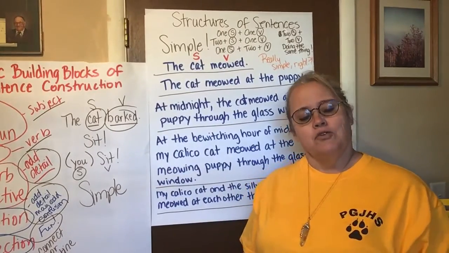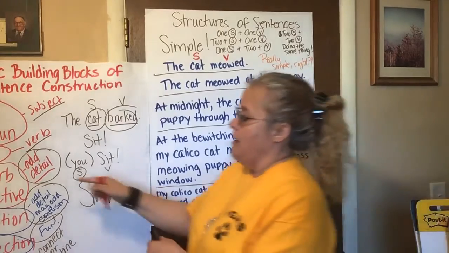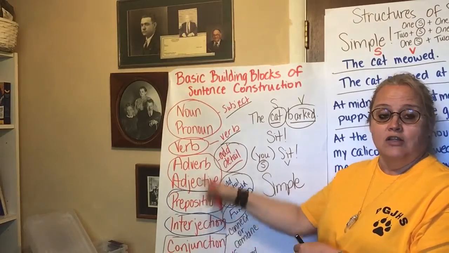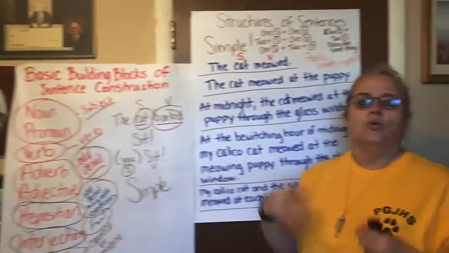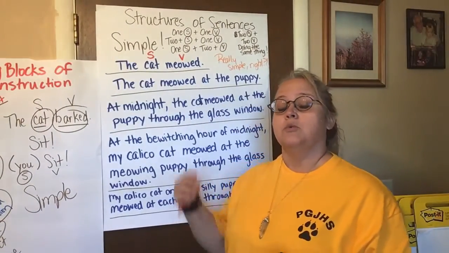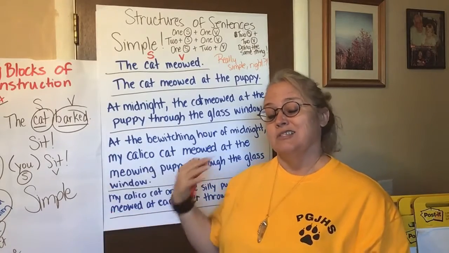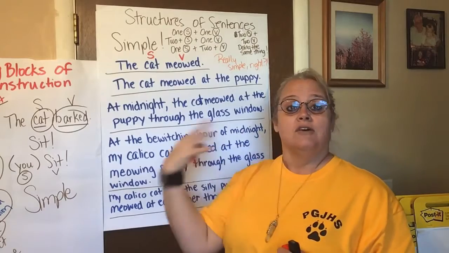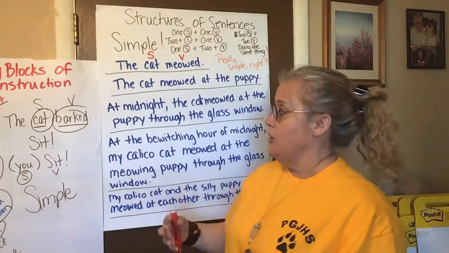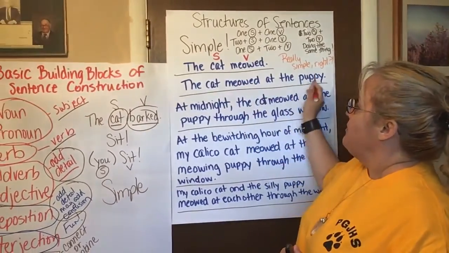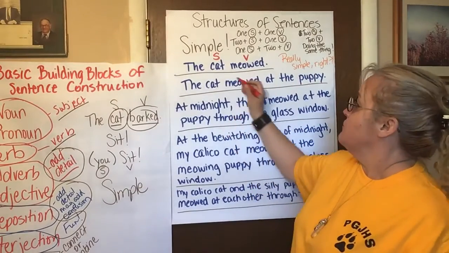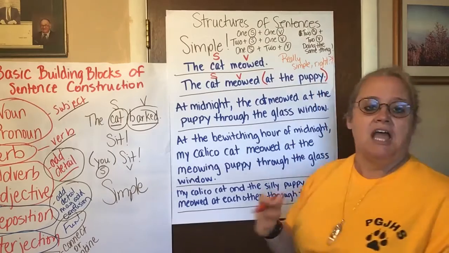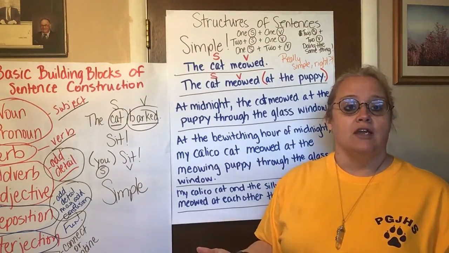However, remember I told you about all of these other verbs and adverbs and prepositional phrases and all that stuff? That's where we get messed up, okay? Because when you start adding those things in to make your sentences more detailed, you can still have a simple sentence. It's just going to have lots of other stuff describing things. So, the cat meowed at the puppy. Basic statement sentence, you've got the cat meowed at the puppy. Extra information. It's a prepositional phrase.